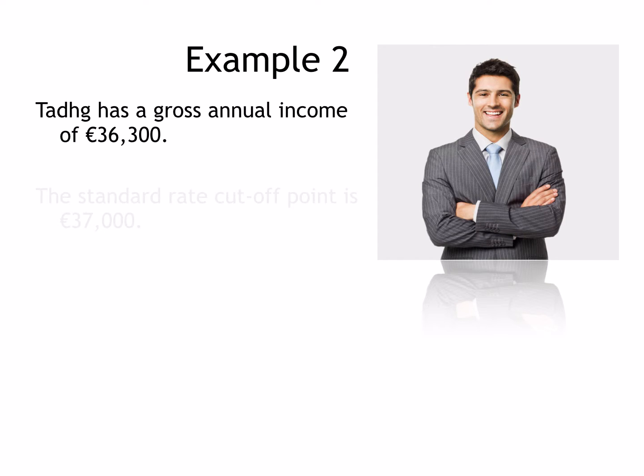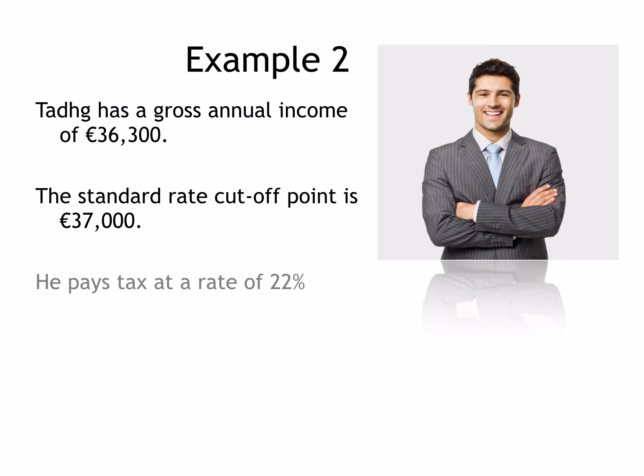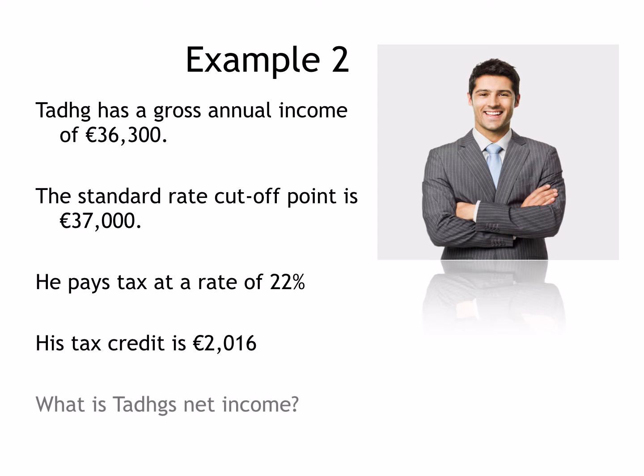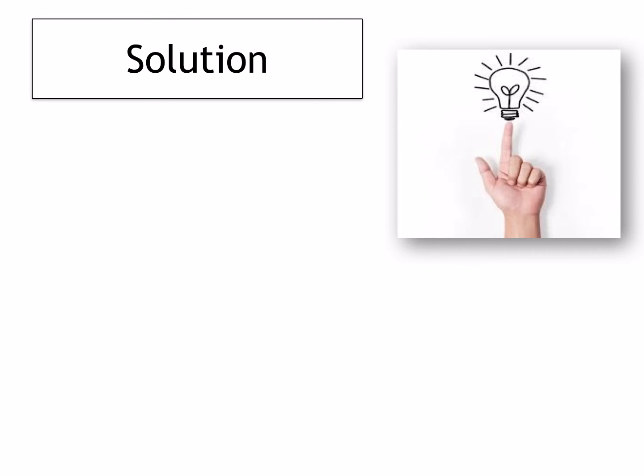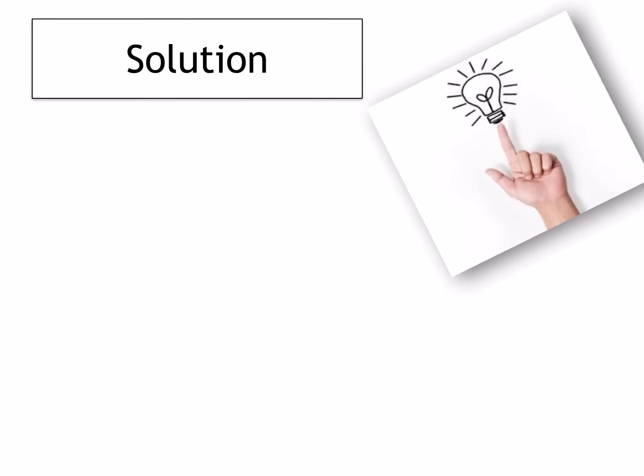Tig has a gross annual income of €36,300. The standard rate cut-off point is €37,000. He pays tax at a rate of 22% and has tax credit of €2,016. We are asked, what is Tig's net income? Let's have a look at the solution.